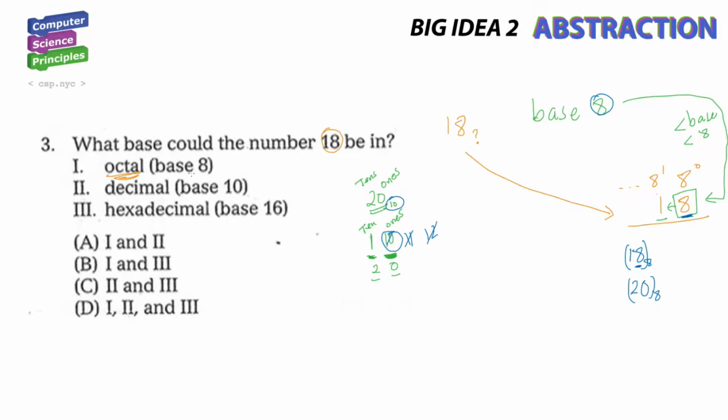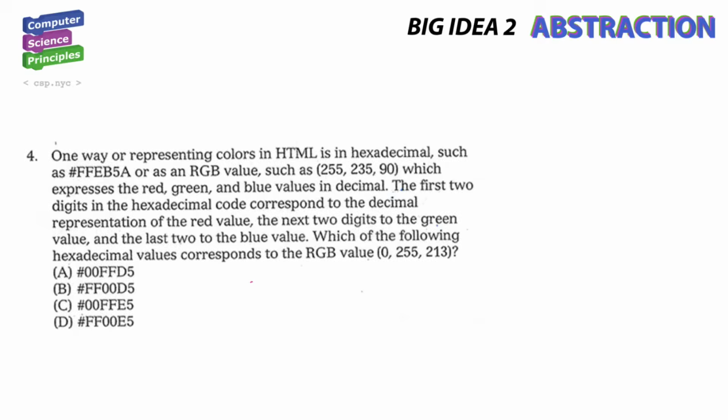Okay, so therefore, what base could the number 18 be written in? Well, it cannot be written in octal. So therefore, anything that says 1, here, here, and here is not the correct answer. So therefore, our answer here is C. So our answer for number 3 is C, just by elimination after we realize that 18 cannot be written in octal. Okay, next question.